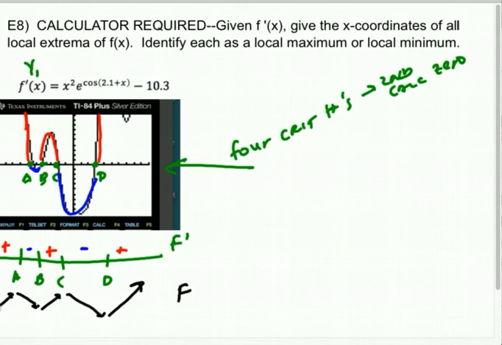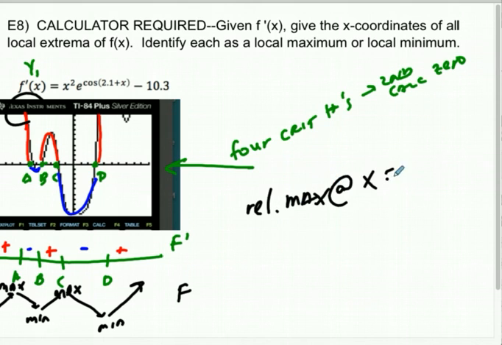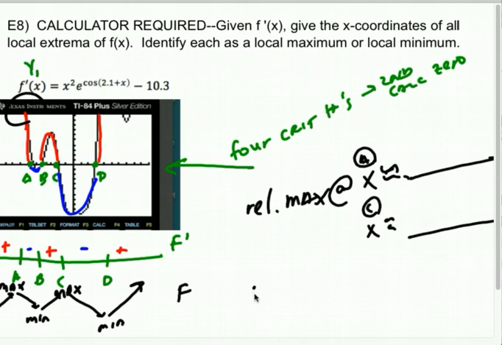Now, since these are not endpoints, like this goes on forever and other stuff's happening this way, but it goes on forever, right? So this graph doesn't have an end. I have a max and a min and a max and a min, and that's it. So I'm going to have relative max values at x equals whatever I call A, approximately, and whatever I call C. And I'm going to have relative minimum values at whatever I call B and whatever D is.